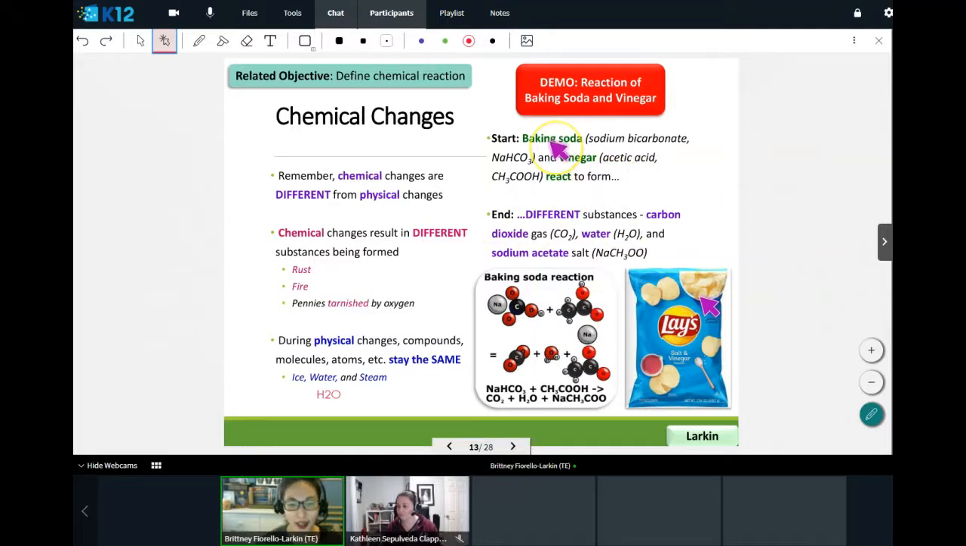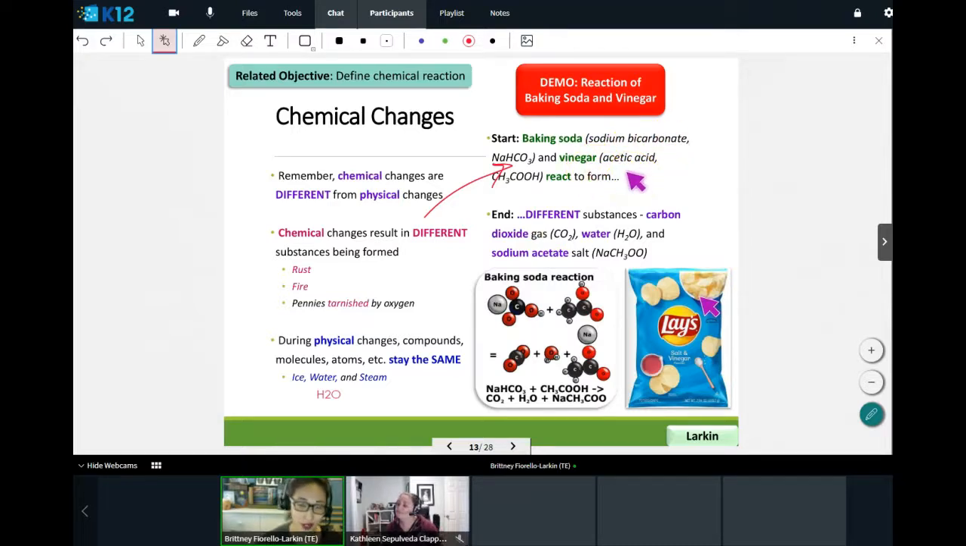Perfect. All right. So an example here of a chemical change or a chemical reaction is going to be baking soda and vinegar reacting because they form different substances. Again, chemically, we are changing the chemicals. Baking soda is also known as sodium bicarbonate. Vinegar is a chemical called acetic acid.